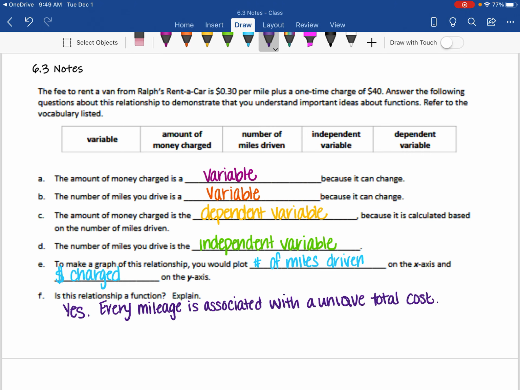Okay, and all that means is that if you drive 5 miles, 6, 7, 8, 9, 10, however many miles you drive, there is a cost associated with that. And that cost is not going to change. If you drive a 10-mile trip on Monday, it's going to cost the same amount as if you drove a 10-mile trip on Tuesday. Okay, you're going to have a 10-mile trip cost a certain amount of money no matter what. That's not going to change. Okay, so this is just a little more in depth on the vocab.